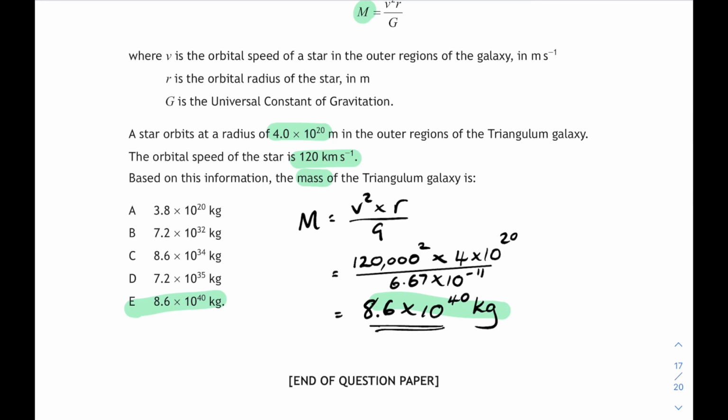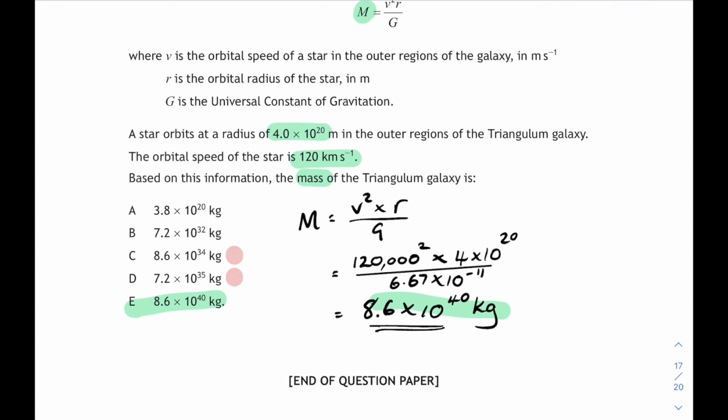This is also a good example of that if you didn't change the 120 kilometers per second into meters per second, then you would have got answer C. Or if you substituted in the 120,000 correctly but forgot to square it, then you would have got answer D. So all the right, wrong answers are there. Make sure you double check your calculations.